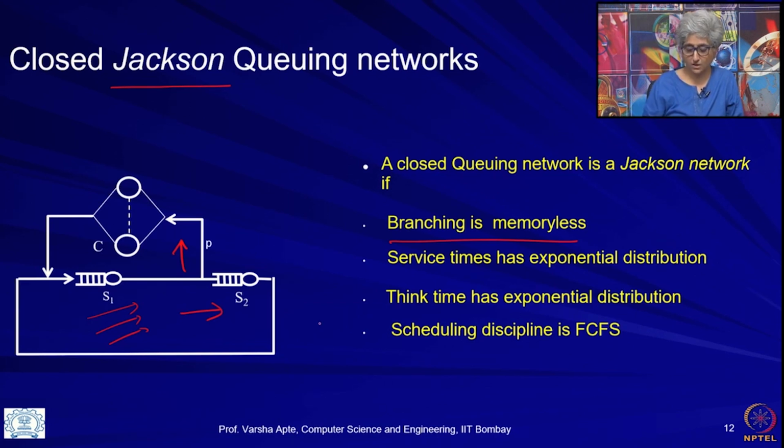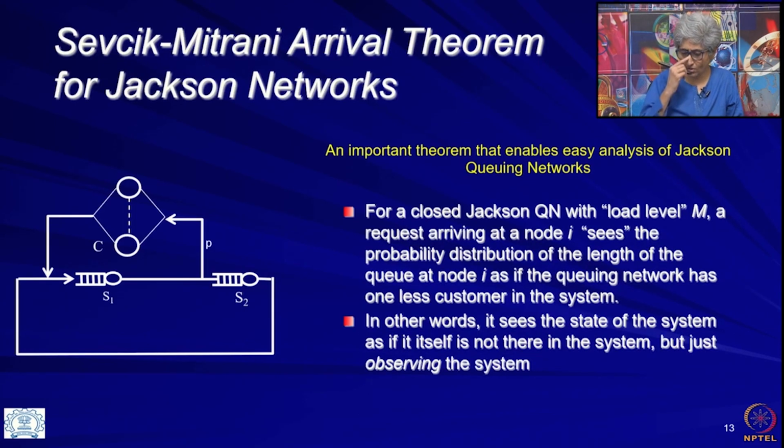Service times have to be exponentially distributed, think time has to be exponentially distributed, and scheduling discipline has to be FCFS. Okay. In that case it is a closed Jackson queuing network and we can apply some theorems and some laws which make analysis much easier. So, it is closed Jackson queuing networks for which analysis is possible. So, let us start going over some results that are applicable only for Jackson networks, and these are the results and theorems again that make analysis just very elegant.